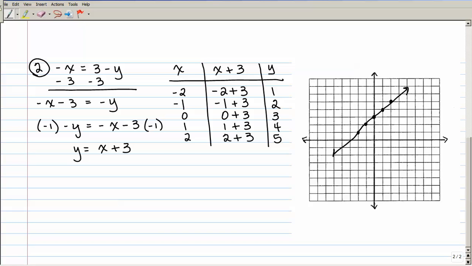And again, if you don't end up with a straight line, you probably made a miscalculation in the table here. And that's how you graph a linear equation by making a table.